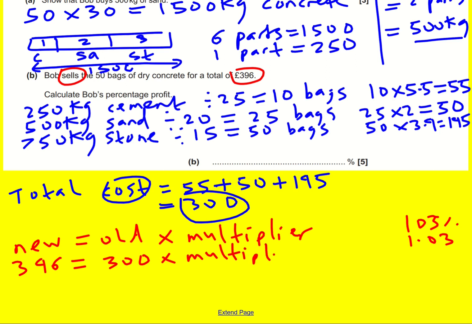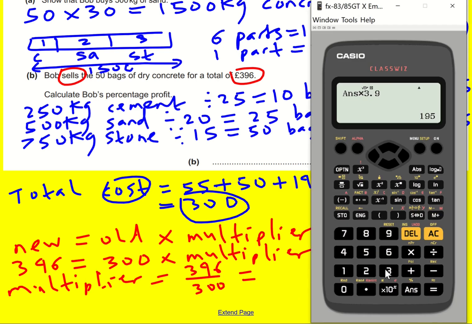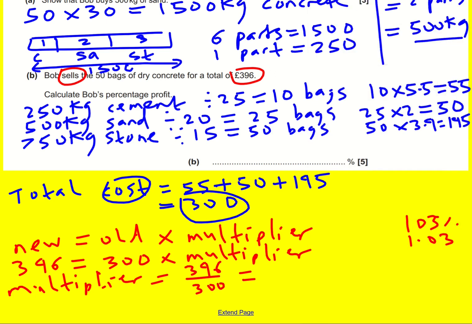And then I times that by the multiplier. I could have rearranged this formula before I substituted in. I don't know, I just did it this way. But the multiplier is going to be the new divided by the old, which in this case is 396 divided by 300. And we get 1.32. And like I said before, because a 3% increase is 103%, which is a multiplier of 1.03, it's the same kind of thing here. This is equal to 132%, so it's a 32% increase, and so there is a 32% profit. I really like that way.